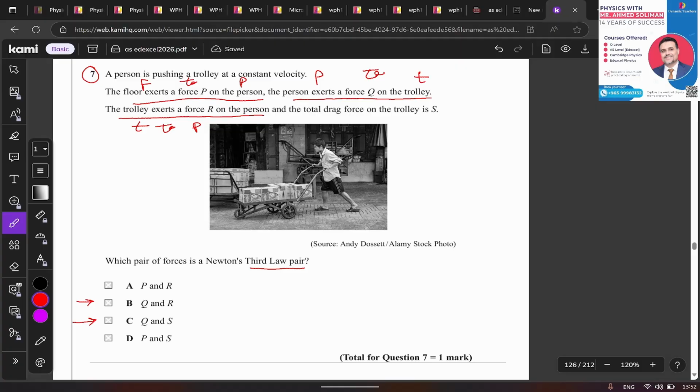The total drag force on the trolley, trolley only. So now we need Newton's third law, Merola. What do you think? Person to trolley and trolley to person, so B.